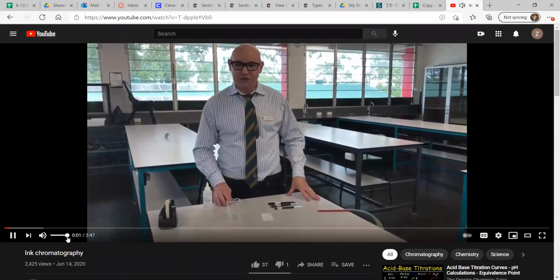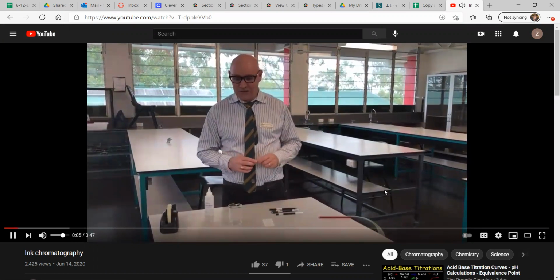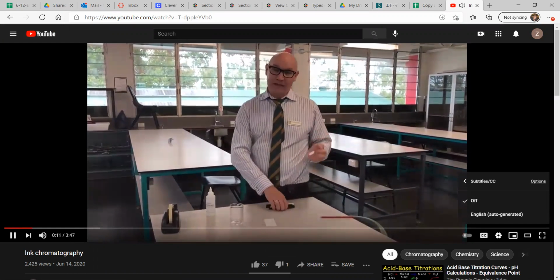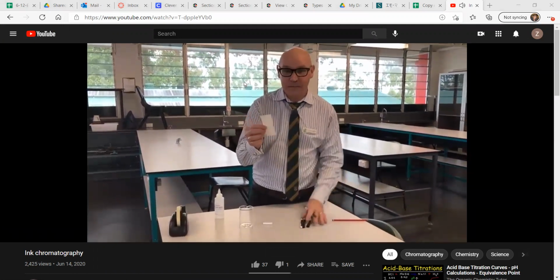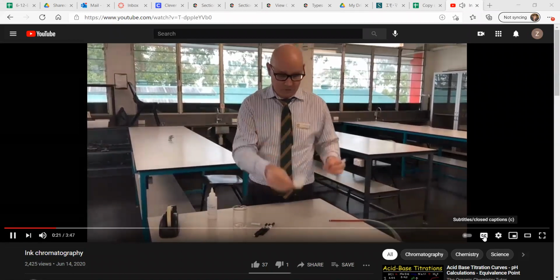Hey everybody, I just want to show you a simple forensic technique that we can use called ink chromatography. Okay, so we've got different pens, and we're going to put a dot on this normal filter paper. You can just use paper towel as well, something that's going to absorb the liquid.